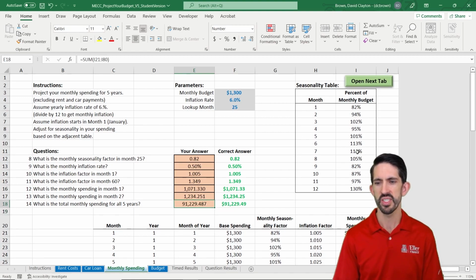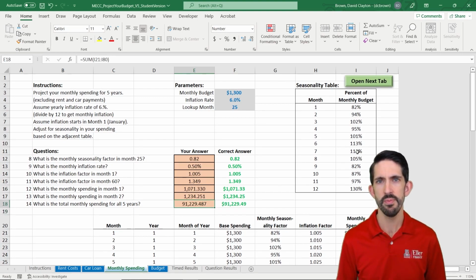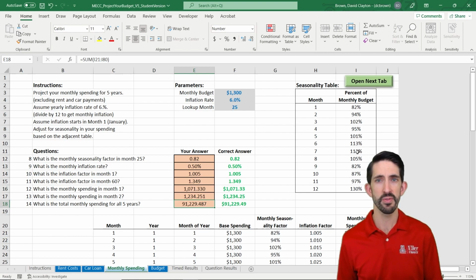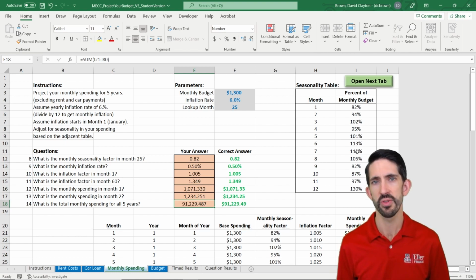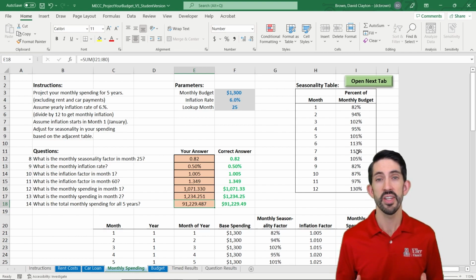So we see that our spending increases over time. It does so with the inflation factor, but there's also the seasonality to it that we're going to build in. Now in the next tab, on the budget tab, we're going to pull this all in and see how much money we have extra or not enough at the end of each month and see what that looks like over the 5-year period.